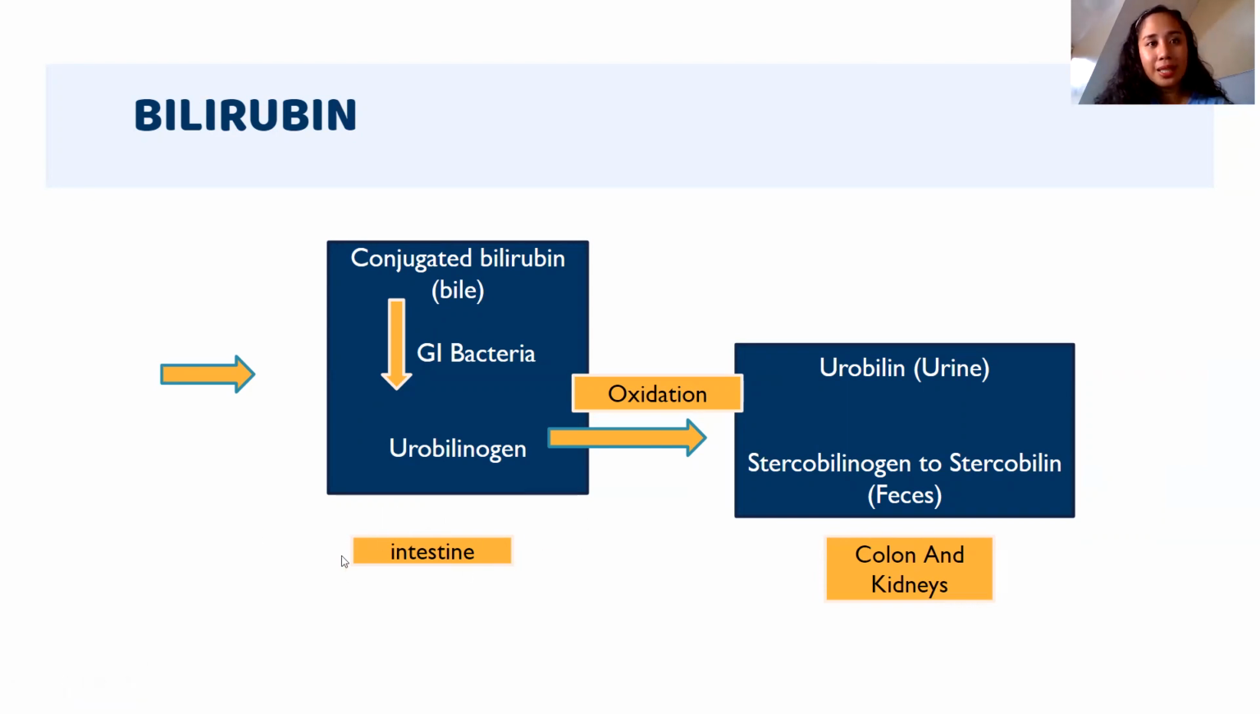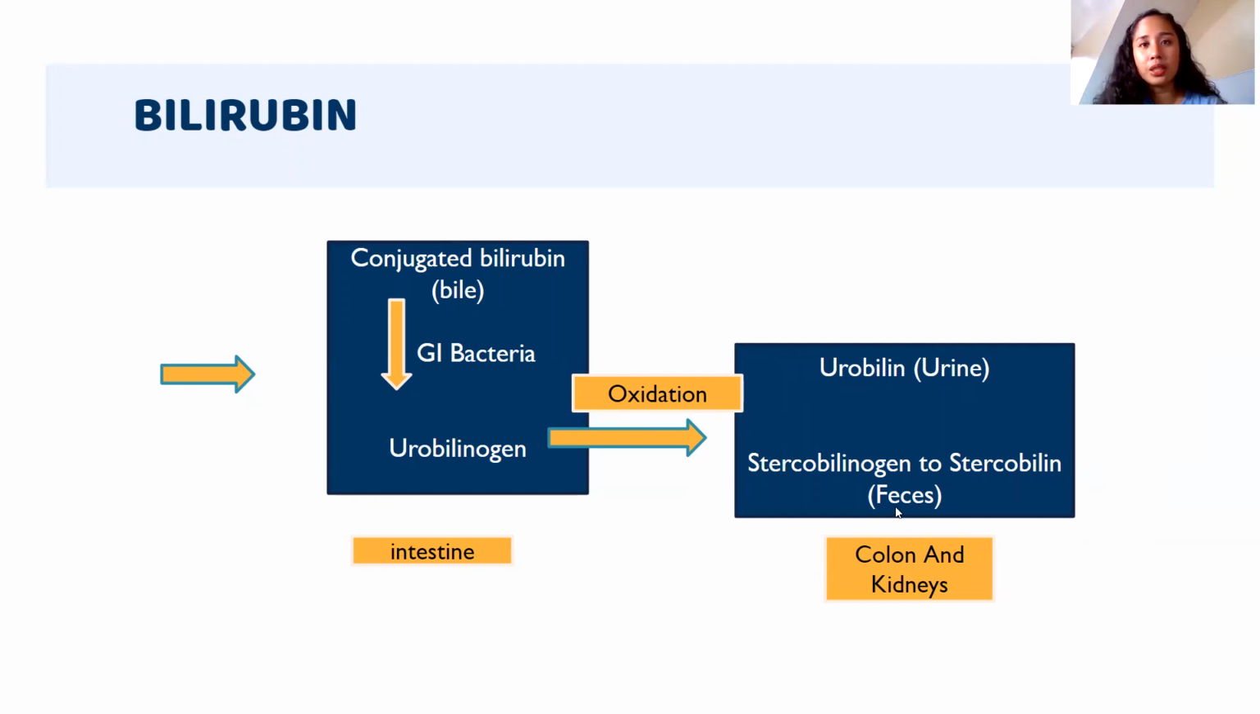Once it's in the intestine class, the gut bacteria, yung mga good bacteria natin yun, or yung mga normal flora ng intestine class, will convert your conjugated bilirubin to urobilinogen. So actually, urobilinogen is a colorless product. But through oxidation, guys, nagkukulay siya. So, pag na-oxidize na siya, magiging urobilin na siya, which is now the one that gives your urine a yellow color. And it can now be discarded in your kidneys through urine. Kasi pag urobilin na siya, doon na siya madi-discard in the urine.